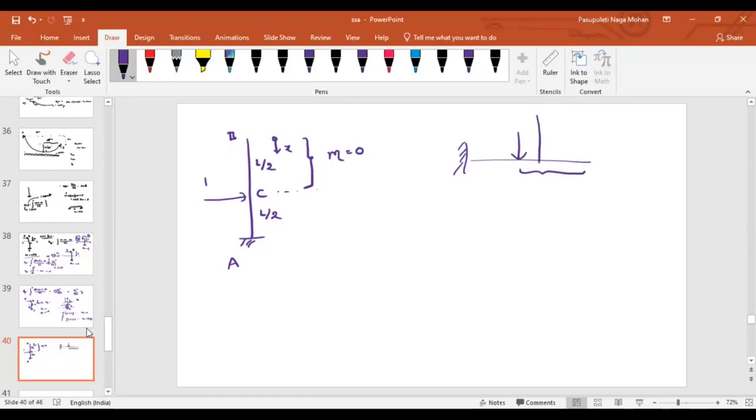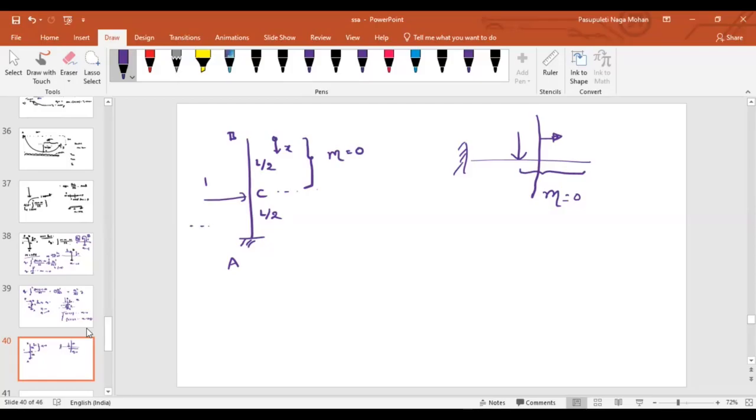If you consider any section in between here, and if you look into the right side, are there any forces acting on the beam? No. Then what is the moment? 0. That's what I'm writing here, to the upward of C or in between B. Are there any forces acting on that portion? No, there are no forces, that's why your moment is equal to 0.